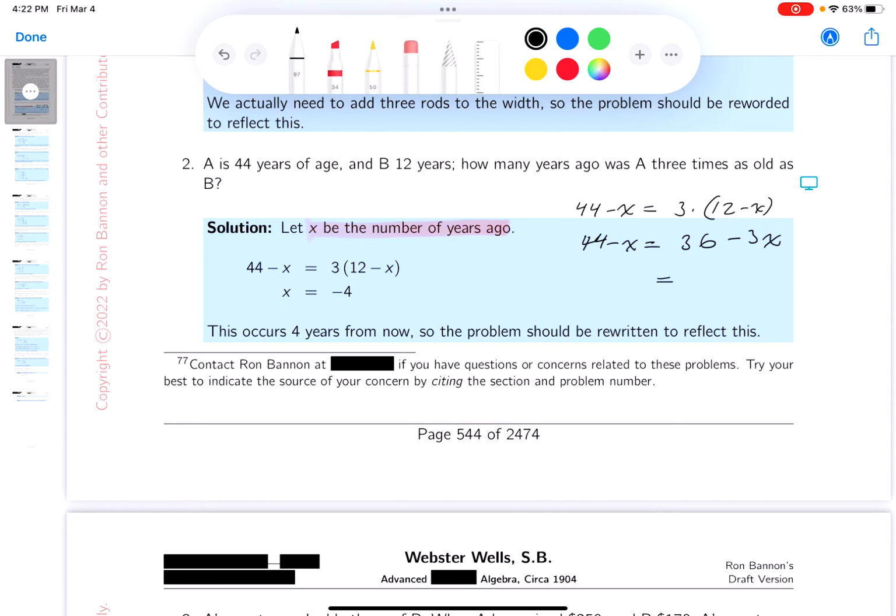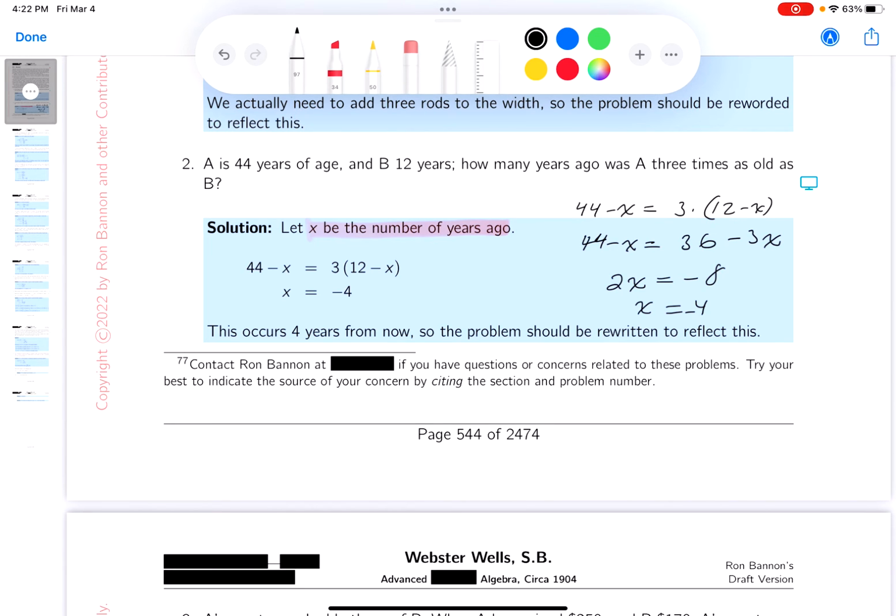Let's see. This would be 2x. I added 3x to both sides. And subtract 44, you would get minus 8. And then x would be minus 4. And I've got to be honest with you, we'd be extremely happy by today's standards if a student answered that. It really doesn't make sense with the problem, though.